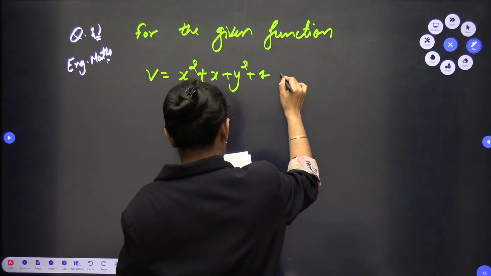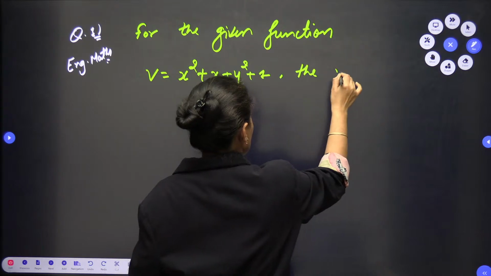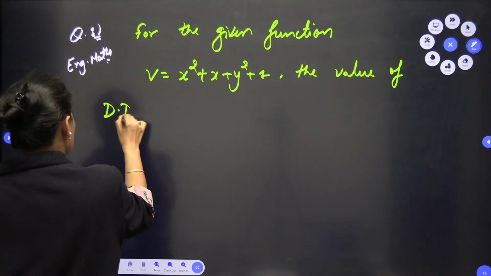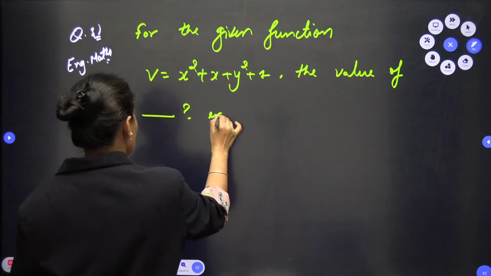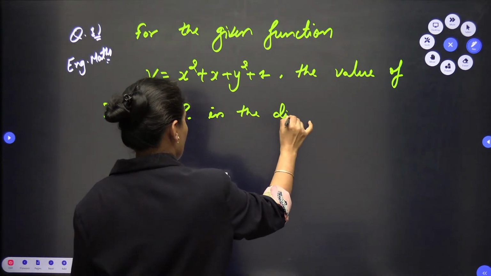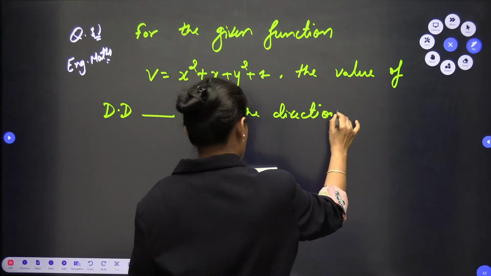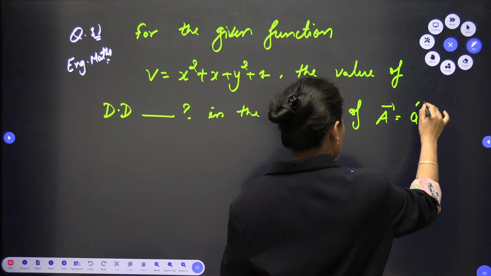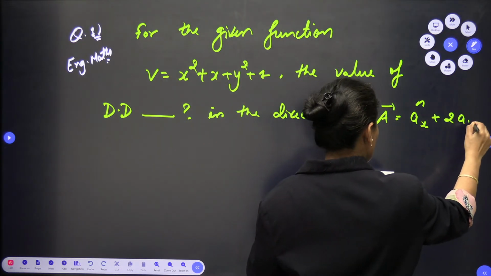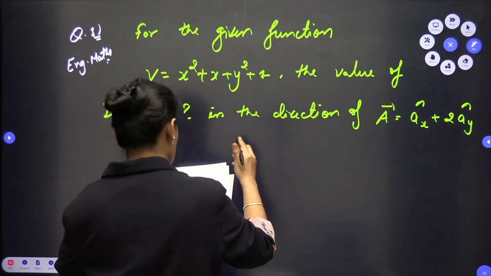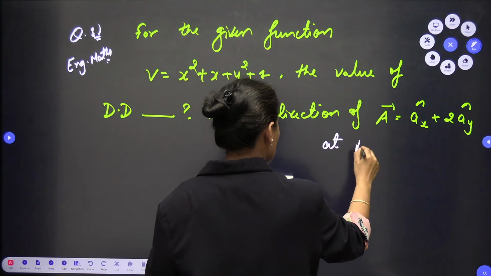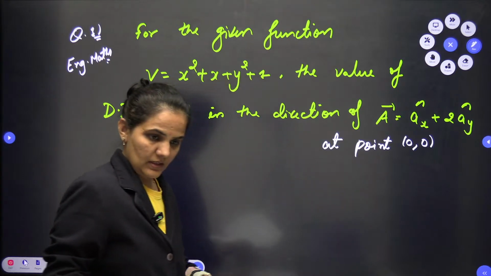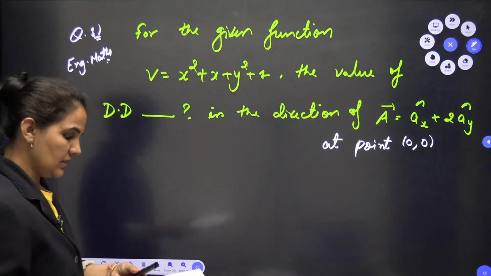find the value of the directional derivative, DD, in the direction of the vector a, which is ax cap plus twice ay cap, at the point 0 0, the origin. All right, so let's see how we can solve this question.